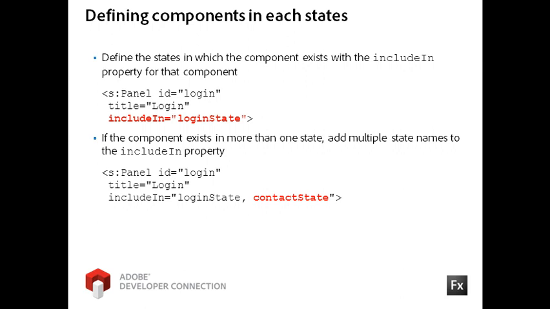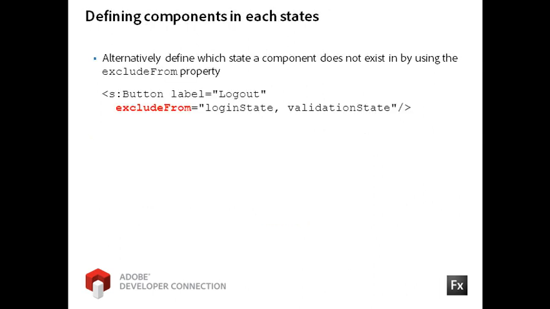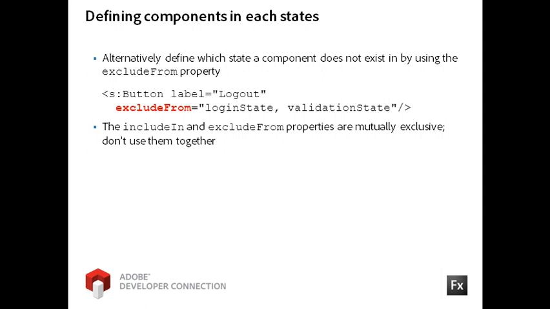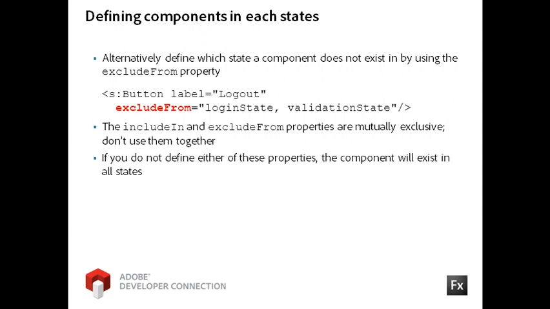If the component exists in more than one state, then you can add each state to the property in a comma delimited list. You could alternatively define the exclude from property of a component, which declares in which state the component does not exist. The include in and exclude from properties of a component are mutually exclusive. You should not use them together. Lastly, if you do not define either of these properties, then the component will exist in all states.